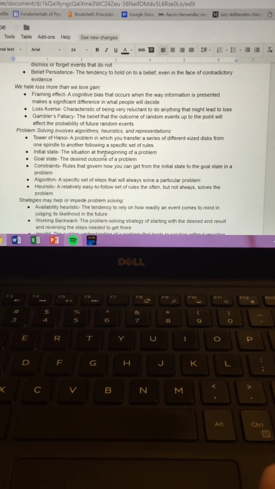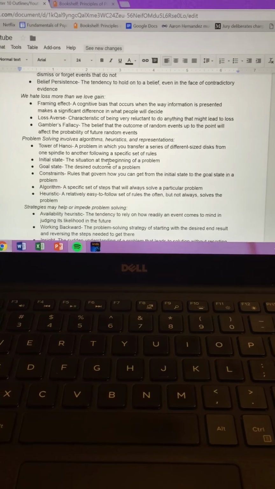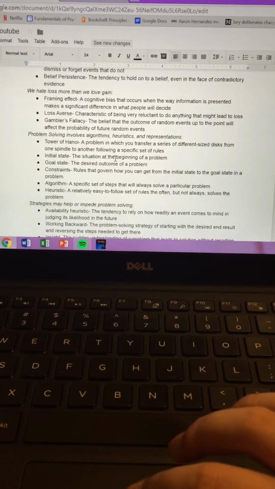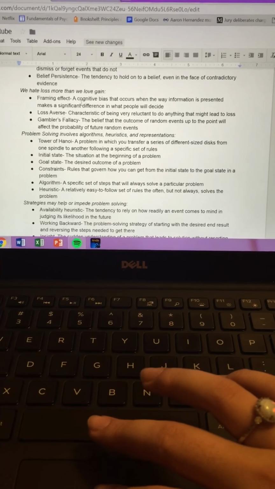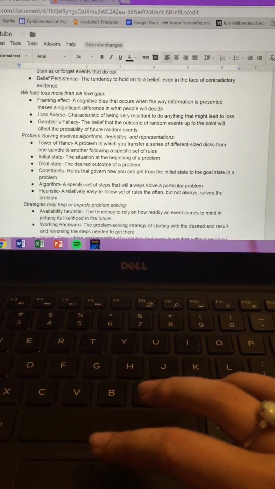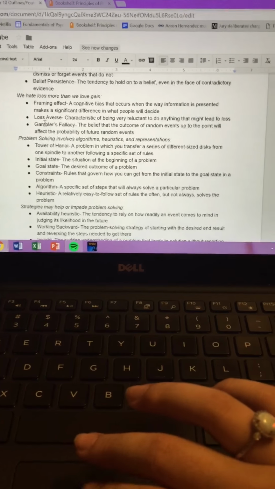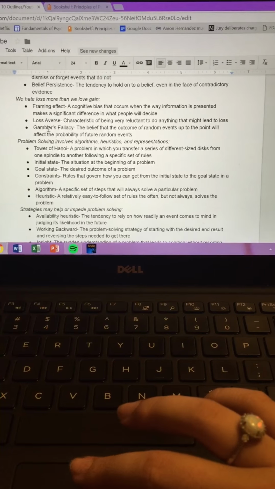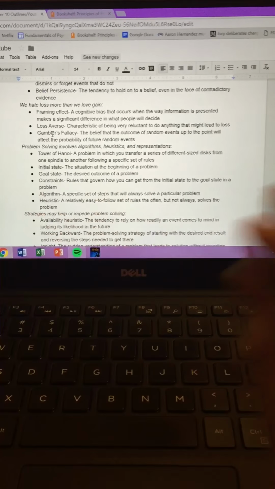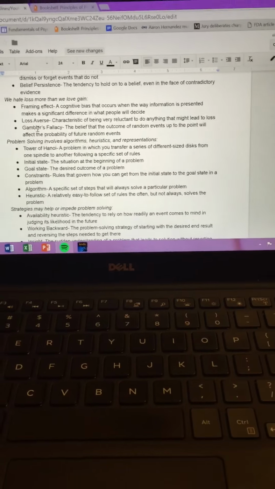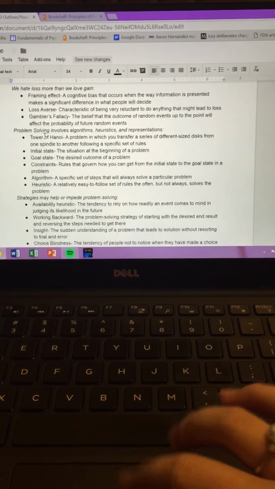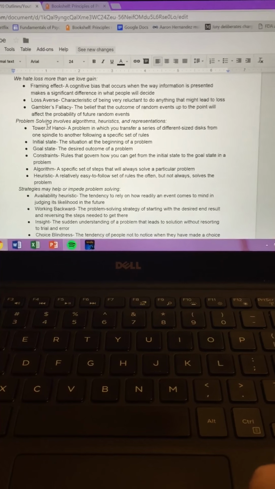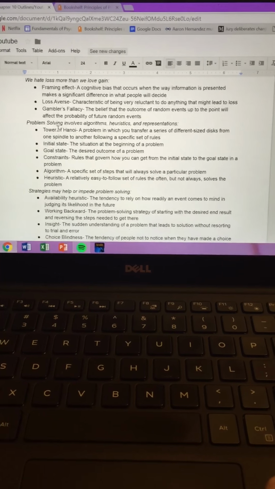We obviously love gaining and we hate loss. There's the framing effect, which is a cognitive bias that occurs when the way information is presented makes a significant difference in what people will decide. So that's when certain information is presented in a certain way that will affect how people decide certain things. Loss averse is a characteristic of being very reluctant to do anything that might lead to loss.